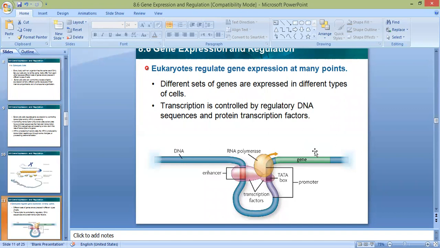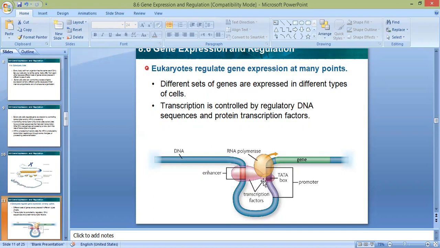Transcription is controlled by two things: regulatory DNA sequences, which are nucleotides located on the DNA, among them the promoter and the enhancer. We said the promoter is a sequence that allows the transcription to start; it lets the RNA polymerase know where to start. And the enhancers are used in this transcription to either speed up, or sometimes there are other types that slow down the transcription. The promoter, the enhancer and the transcription factors must come together.